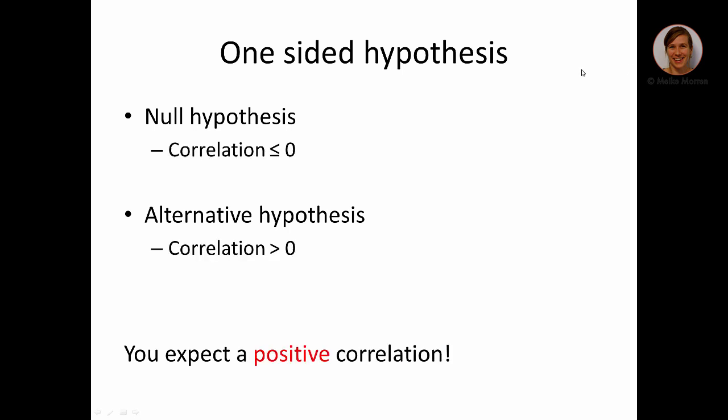So a one-sided hypothesis with a correlation would be, for instance, you expect a positive correlation. This would mean that the null hypothesis is formulated as: the correlation is smaller than or equal to 0. With this, I would like to end this presentation about hypothesis testing. The next video will continue hypothesis testing, but then with a cross tabulation.